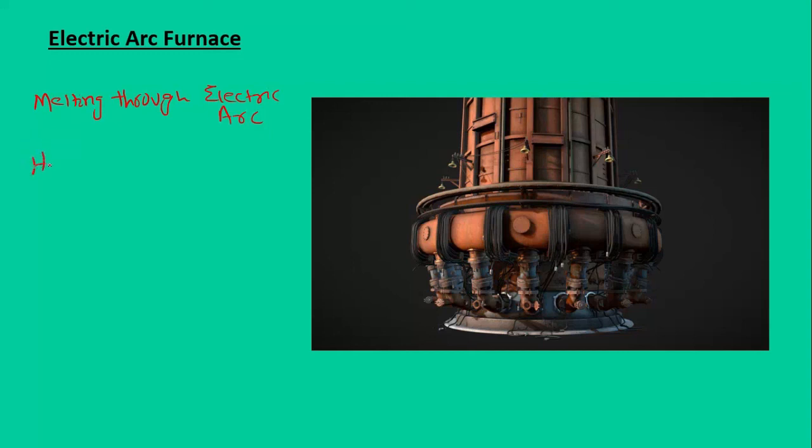So the melting capacity ranges from 23,000 to 45,000 kilogram per hour. It can melt this amount of metal in an hour, or you can say 25 to 50 tons per hour, and they are mostly used for casting steels.